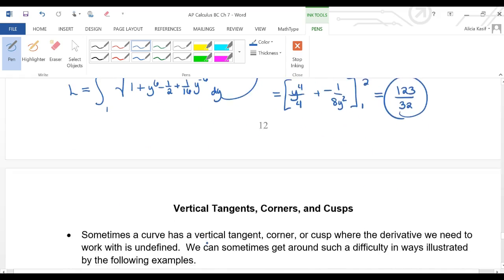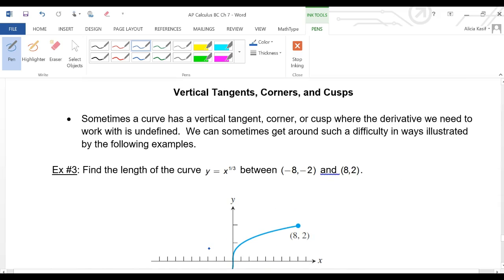So if you look at the next page, we have vertical tangents, corners, and cusps. What is special about those? They're not differentiable. So sometimes they have a place where the derivative is undefined, okay? But we can still find the length of the curve. So how will we find the length of the curve? You're going to break it up into parts, right?